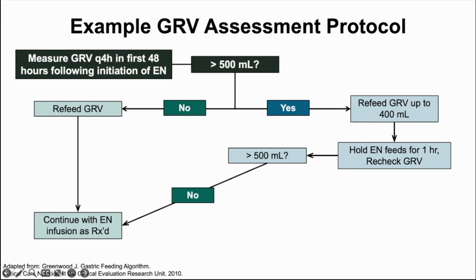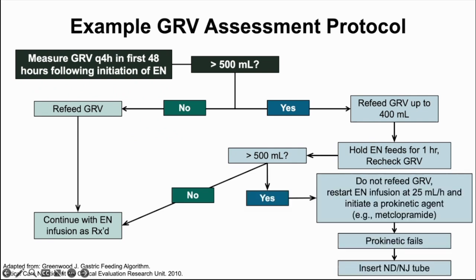Upon rechecking the GRV, if it is now under 500 milliliters, feeds can continue as prescribed. And if it remains over 500 milliliters, the EN infusion should be continued, but at a decreased rate between 20 to 25 milliliters per hour, and a prokinetic agent should be started. If the prokinetic agent fails, the nasogastric feeding tube should be removed and a nasoduodenal or nasojejunal feeding tube inserted in its place.